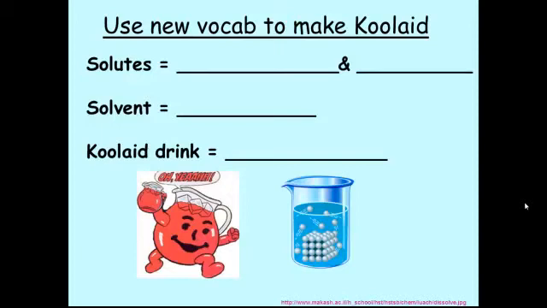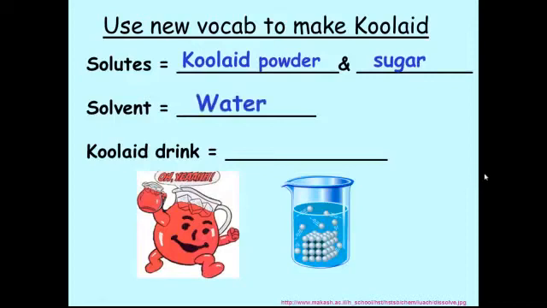So let's make a connection to something that you know. If you're making Kool-Aid, what would be the solutes? Remember, those are the things that are going to dissolve. The solutes in Kool-Aid would be the Kool-Aid powder and the sugar. The solvent, the liquid that you dissolve those solutes in, would be the water. And when you put those two together, the solutes plus solvent, you get what we call a solution.